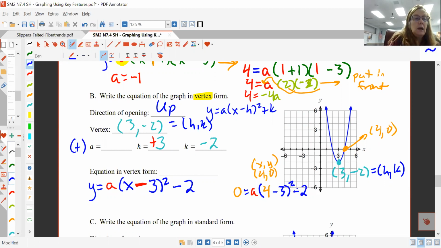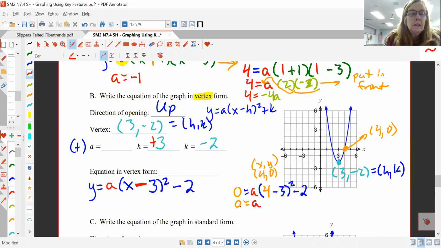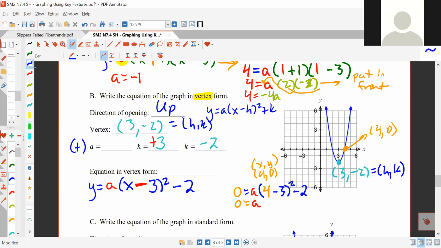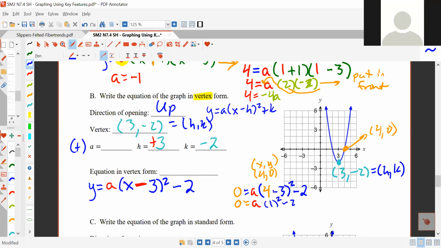Okay, and notice once again that essentially it kind of looks like it's switched. So there's my Y value, it goes in for the Y in the front. There's my X value, goes in for X. So just take a second here, be careful and make sure you're putting the X's for the X's and the Y's for the Y's. Okay, so 0 equals A. 4 minus 3 is 1. That is 1 squared. That's 1. I'm going to put that in front.